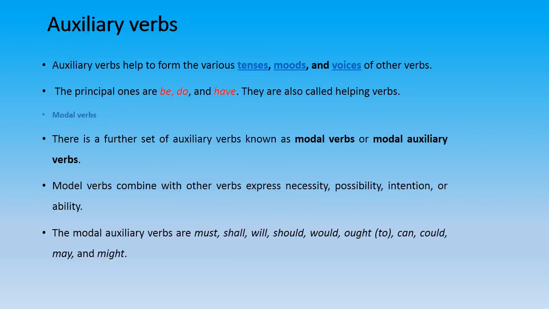The next type of verb is called auxiliary verbs. Auxiliary verbs help to form the various tenses, moods, and voices of other verbs. The principal ones are be, do, and have. They are also called helping verbs.